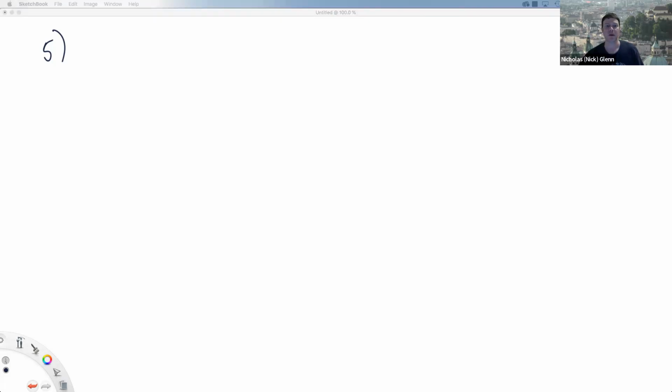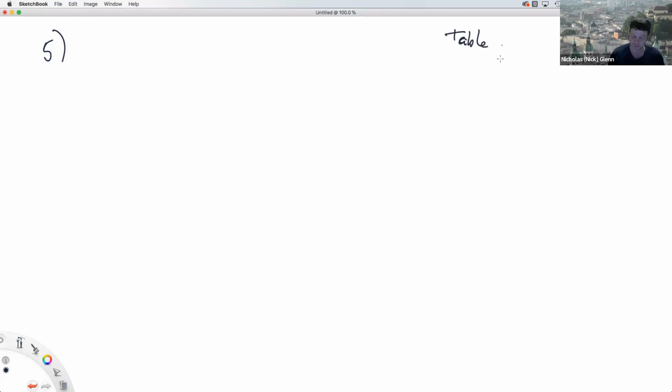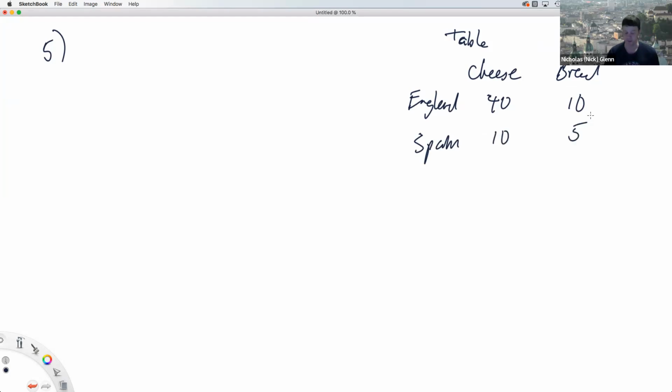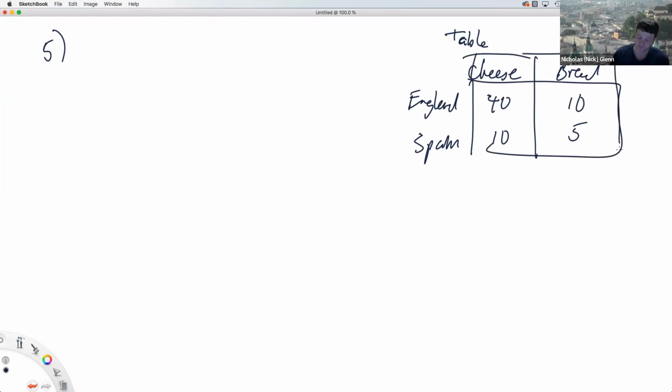There we go. Okay, now we're going to do some questions that have to do with looking at trade-offs, opportunity costs of production, and trade here. So we have this table we're going to use for these next few questions. And with that, these two countries can produce cheese or bread. And so 40 hours, they're going to give them both 40 hours. England can produce 40 cheese and 10 bread. Spain can produce 10 cheese and 5 bread. And this is what they can produce here.